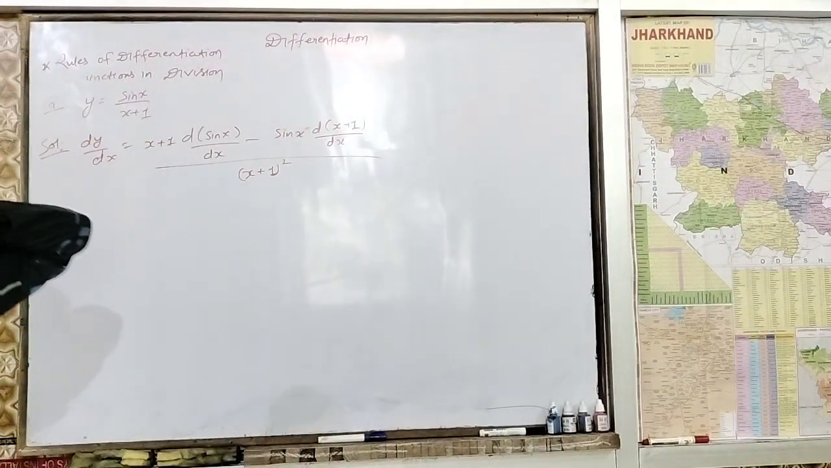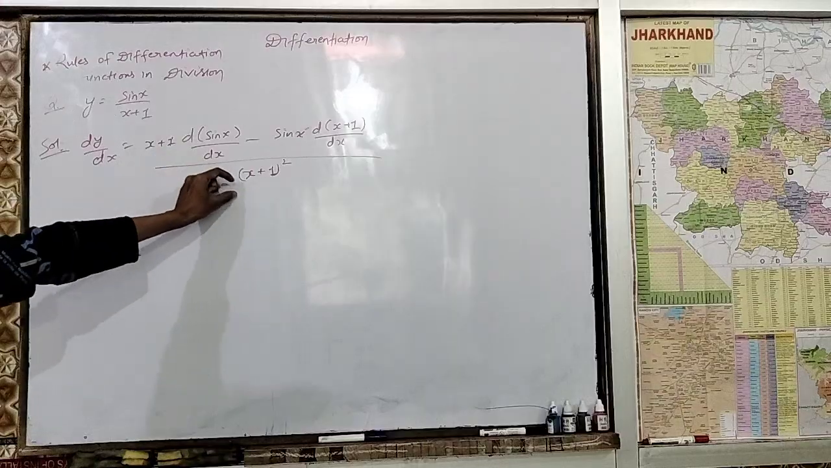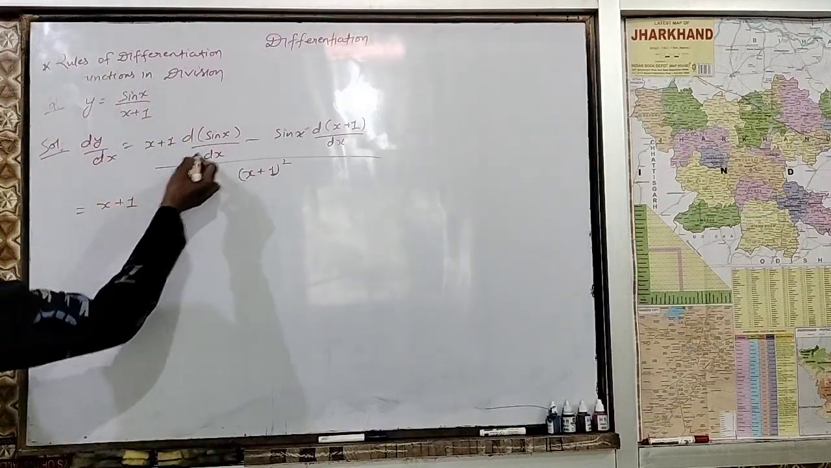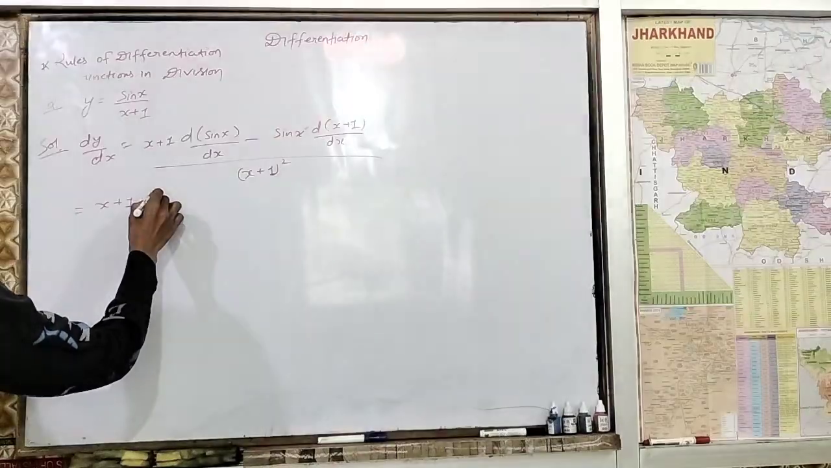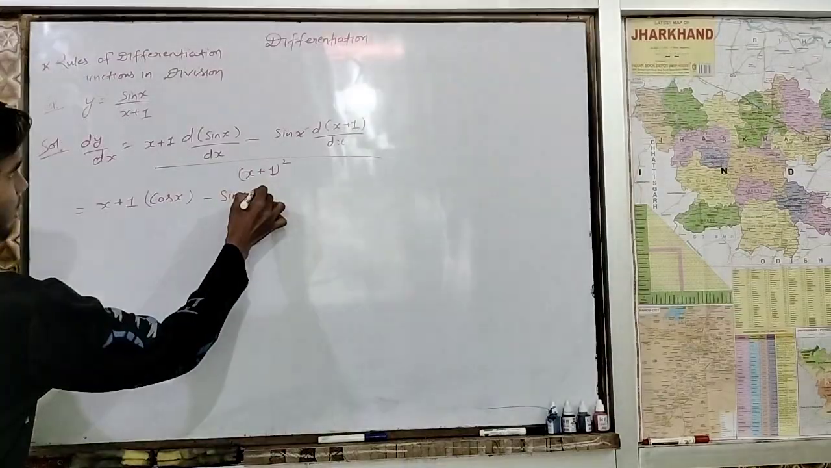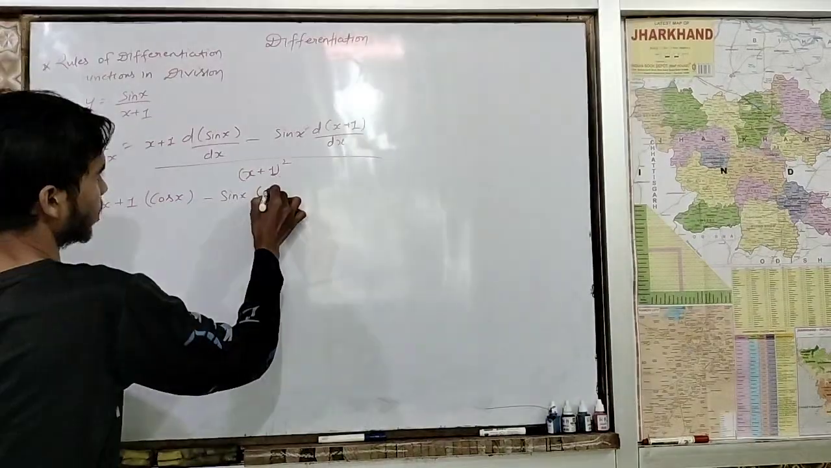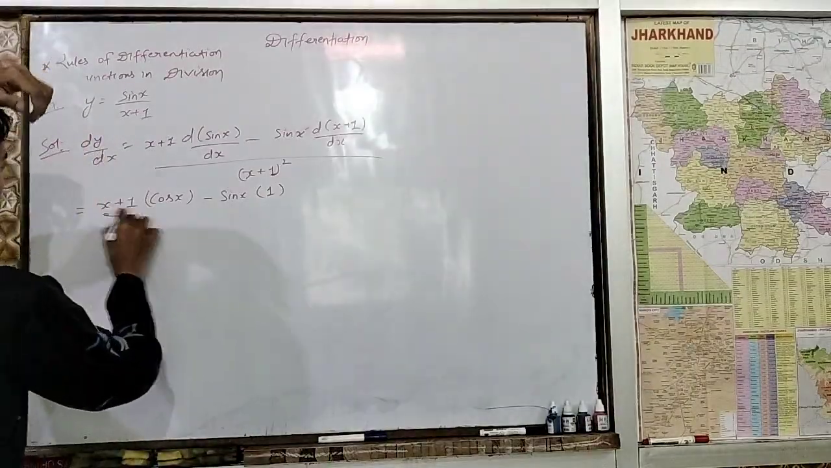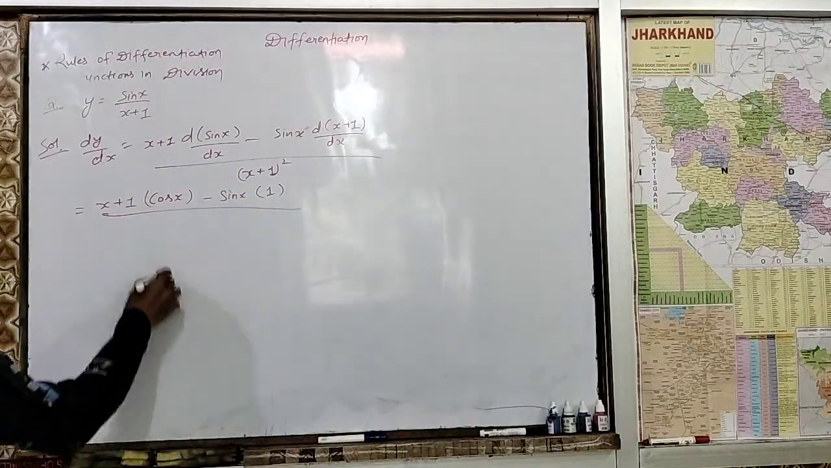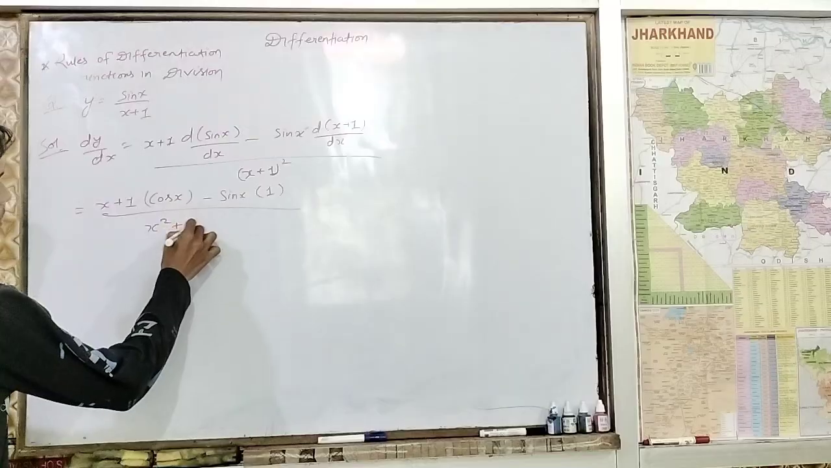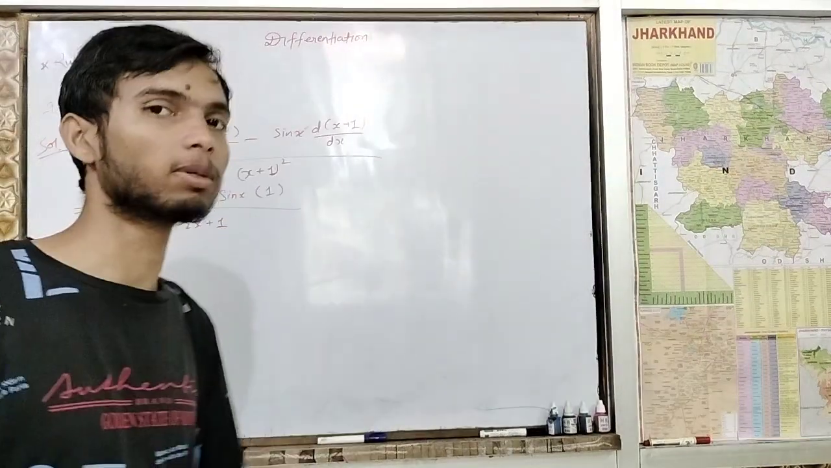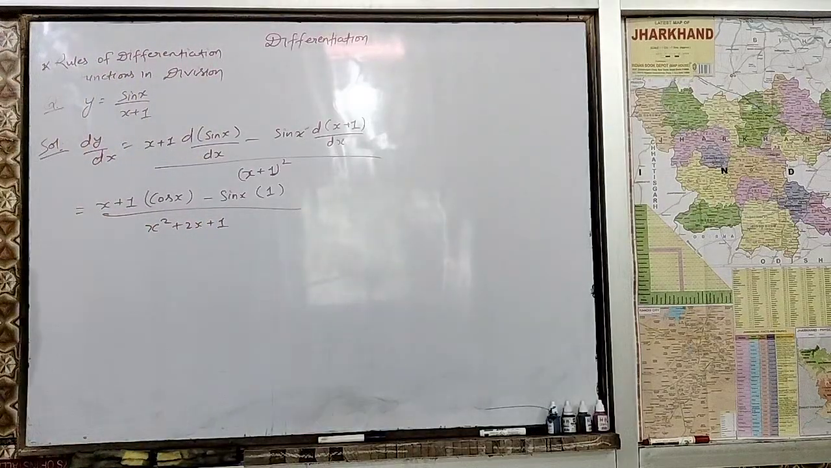Let's apply the differentiation formula first of all, then we will solve this. Here, x plus 1 as it is, sin x will become cos x, clear, minus sin x, and the derivative of x plus 1 will become 1. Now we are able to simplify it. As you know, it is nothing but x square plus 2x plus 1 after applying the algebraic identity.